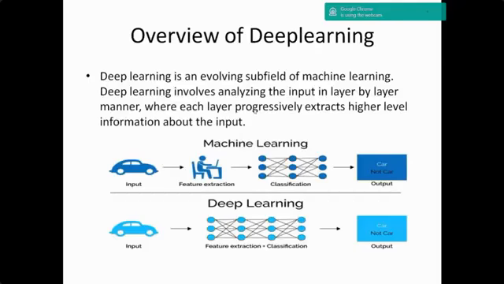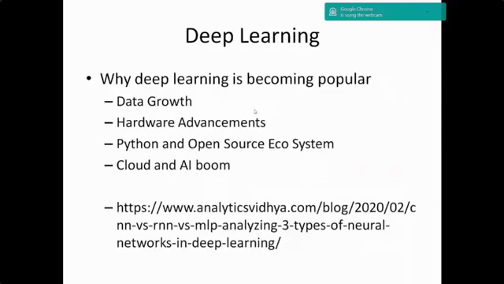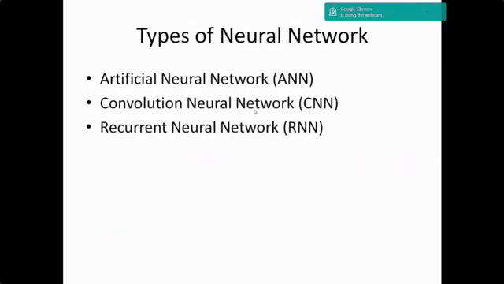So that is where we started, and then we started with the types of neural network: the artificial neural network, convolution neural network, and recurrent neural network. Today I will be discussing the convolution neural network, what the meaning of convolution is, how it works, and things like that. Okay, so that is setting the context for today's session. So let us go ahead with the convolution neural network.